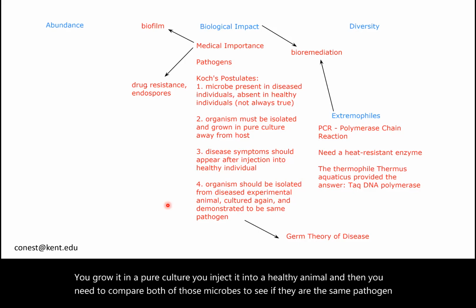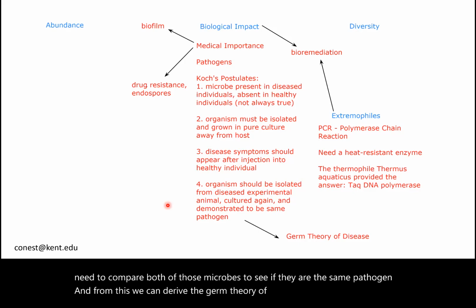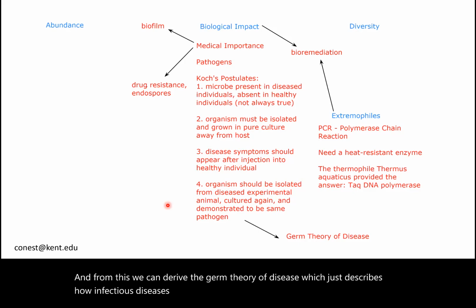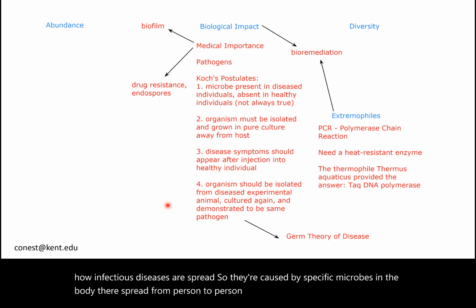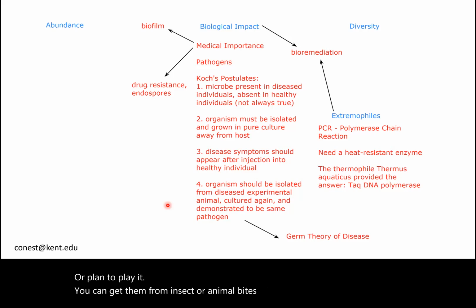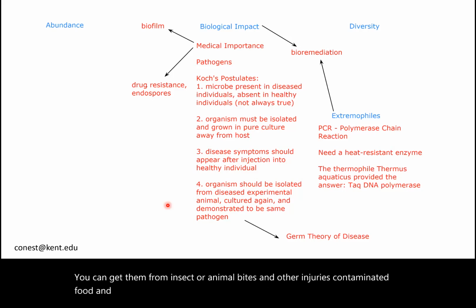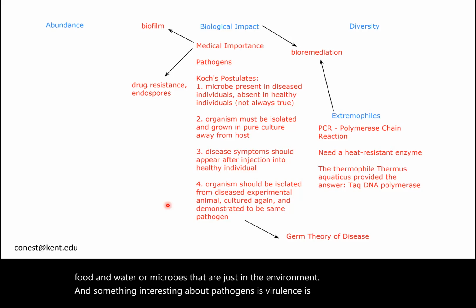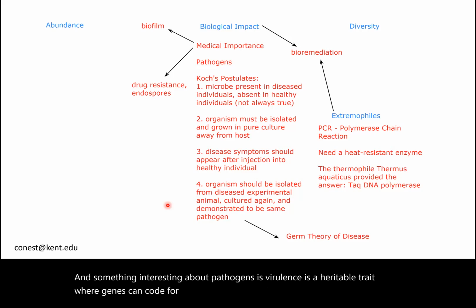And from this, we can derive the germ theory of disease, which just describes how infectious diseases are spread. So they're caused by specific microbes in the body. They're spread from person to person, animal to animal, or plant to plant. You can get them from insect or animal bites and other injuries, contaminated food and water, or microbes that are just in the environment. And something interesting about pathogens is virulence is a heritable trait where genes can code for a protein toxin.